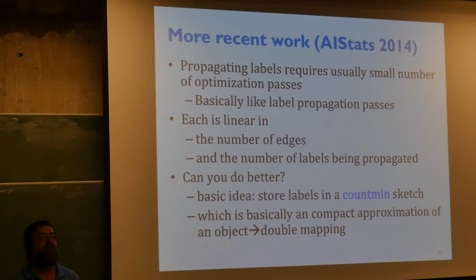So it's linear in the number of edges. I told you the harmonic function just iterates like 10 times, so the whole process is like 10 times the number of edges in the graph. It's linear in the number of labels, right?